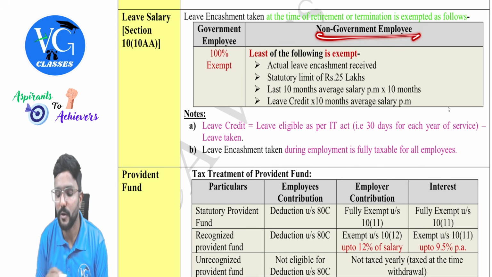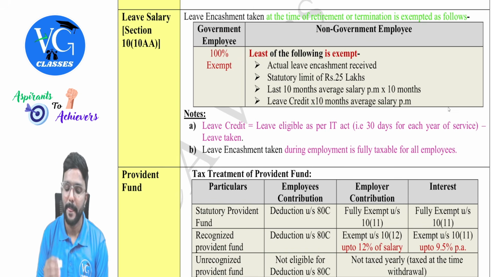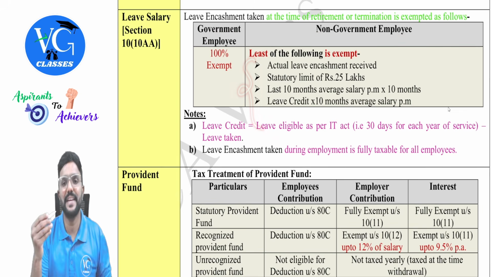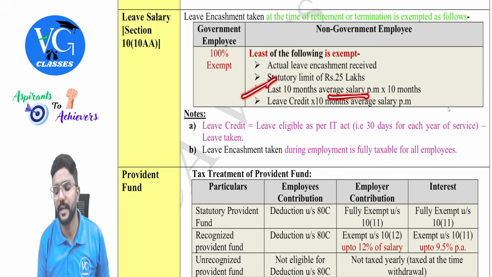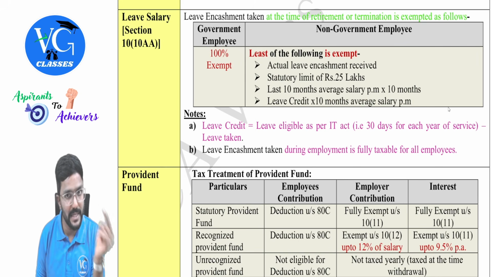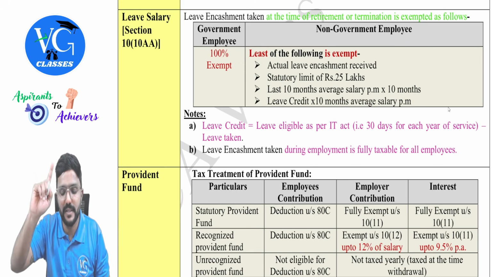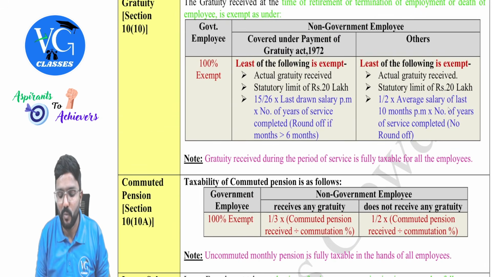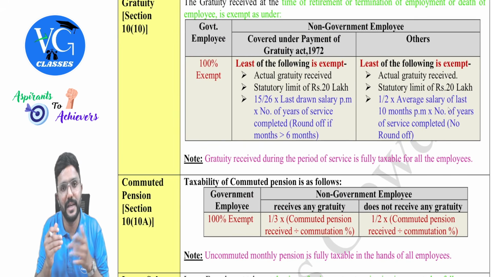Then if he is a non-government employee, then the least of the following is exempt. Oh, what is it, sir? Actual leave encashment received by the employee, or a statutory limit of 25 lakh, or last 10 months' average salary per month into 10 months. Average salary of last 10 months into 10 months. Similar to gratuity. But one difference is, guys, for gratuity, when we are calculating the average salary of the last 10 months, we need to exclude the month of retirement.